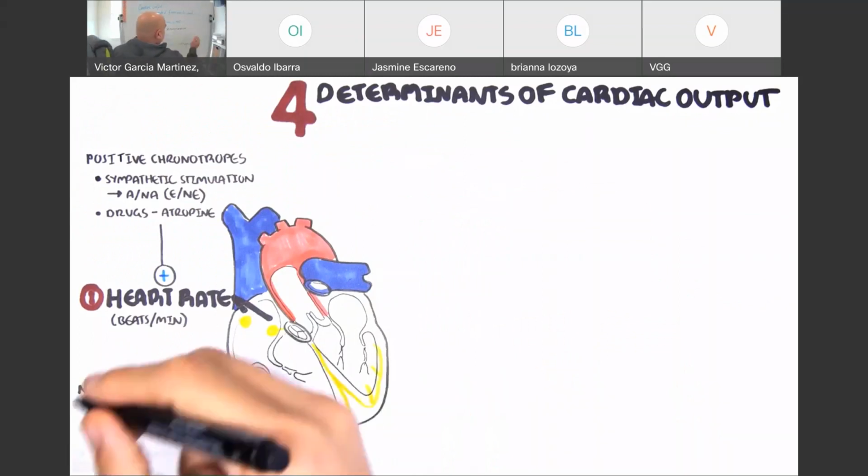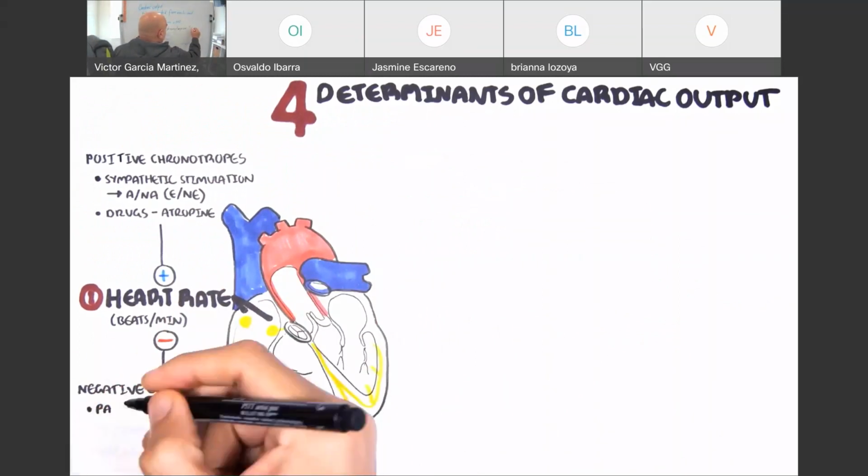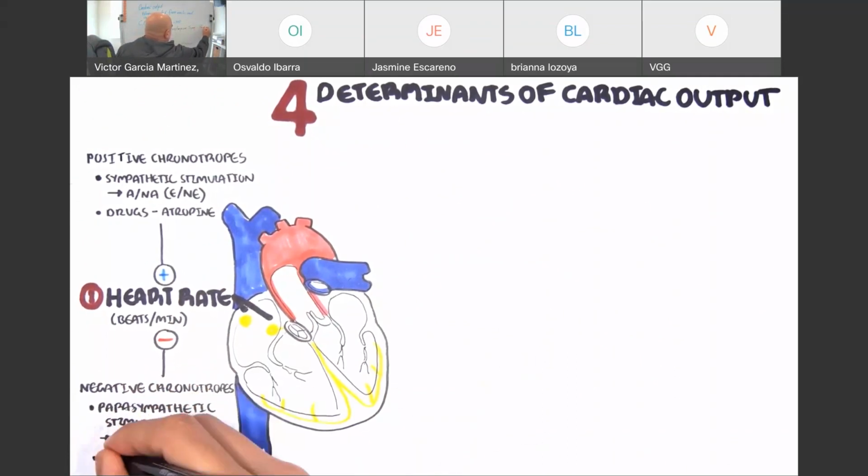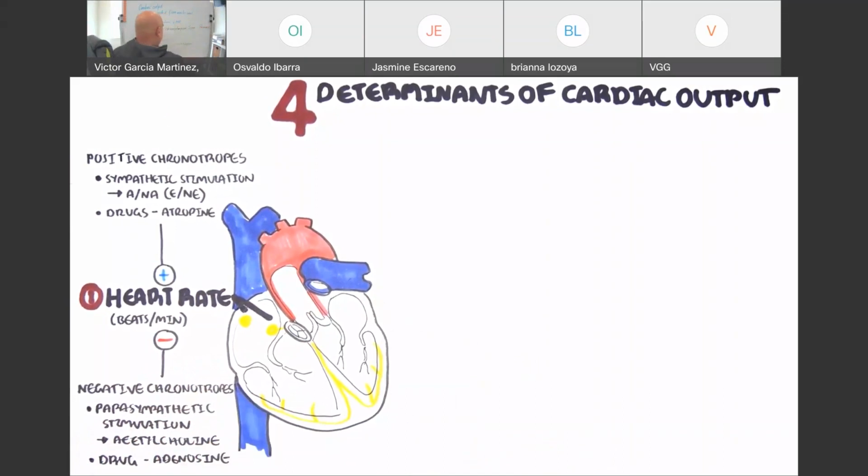Negative chronotropes decrease your heart rate. This is your parasympathetic activity, so this is your acetylcholine. Some drugs, such as adenosine, can also decrease your heart rate. The next 3 determinants of cardiac output are the things that influence your stroke volume.